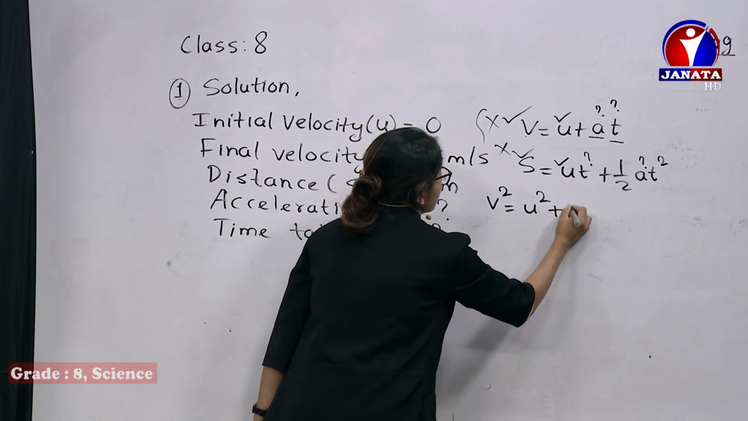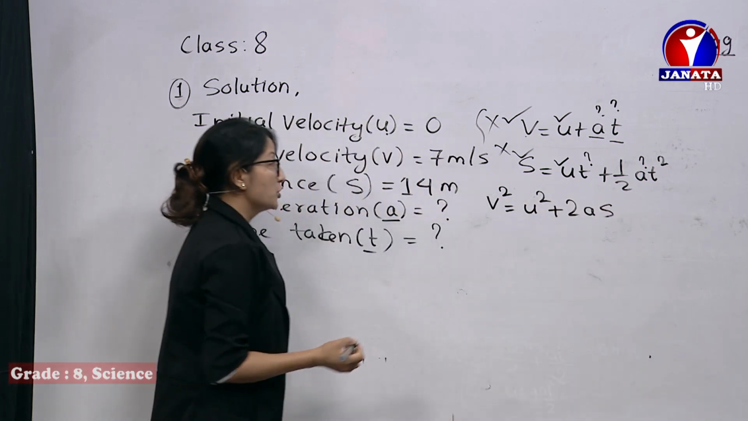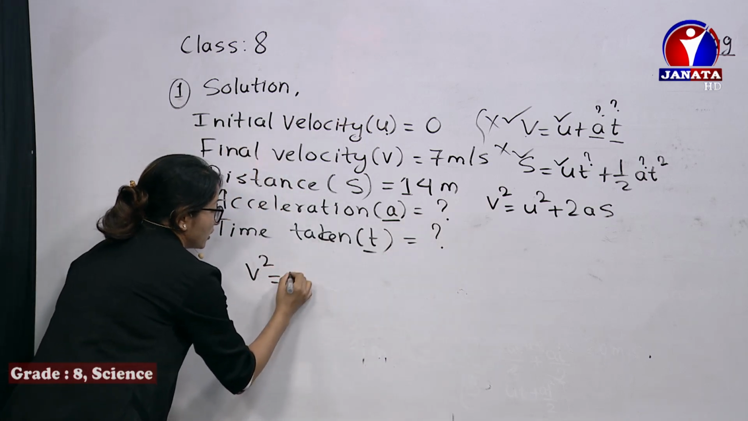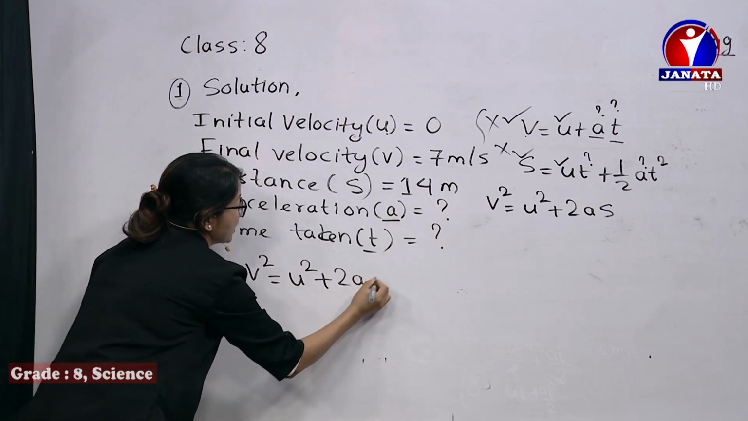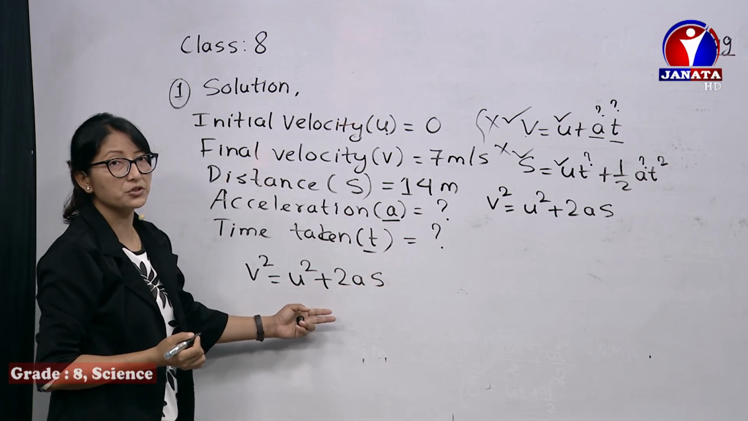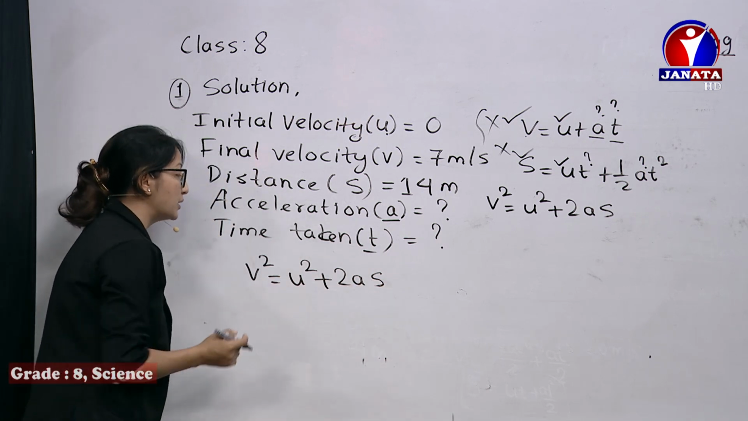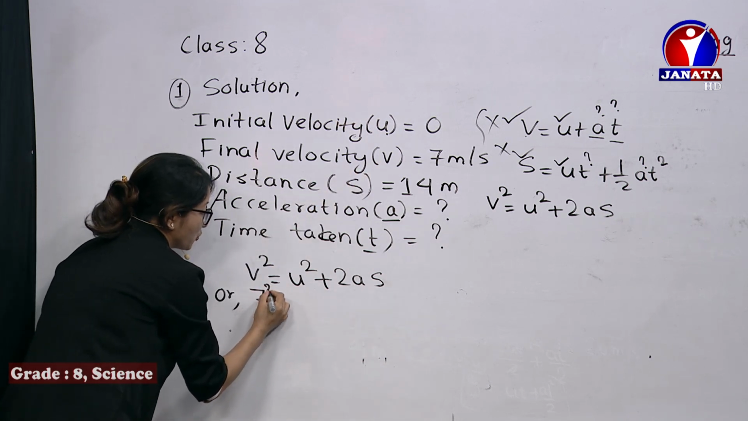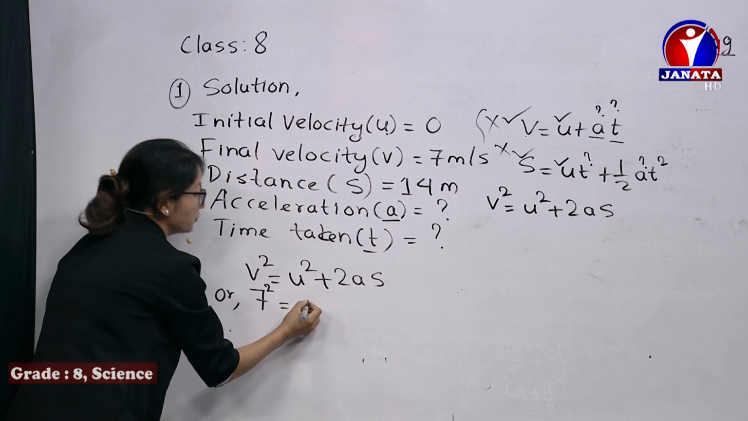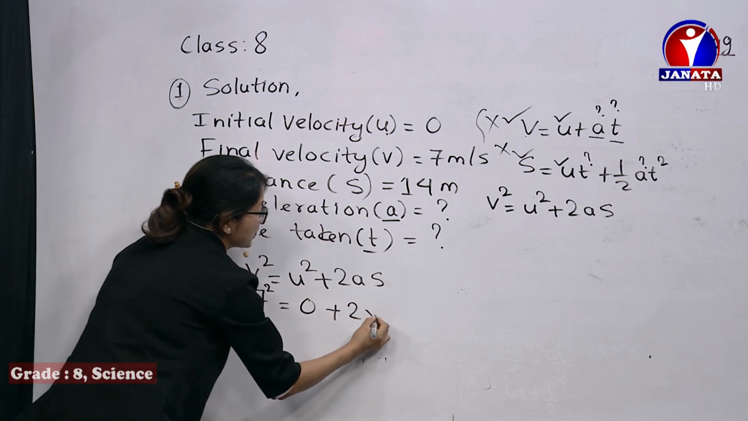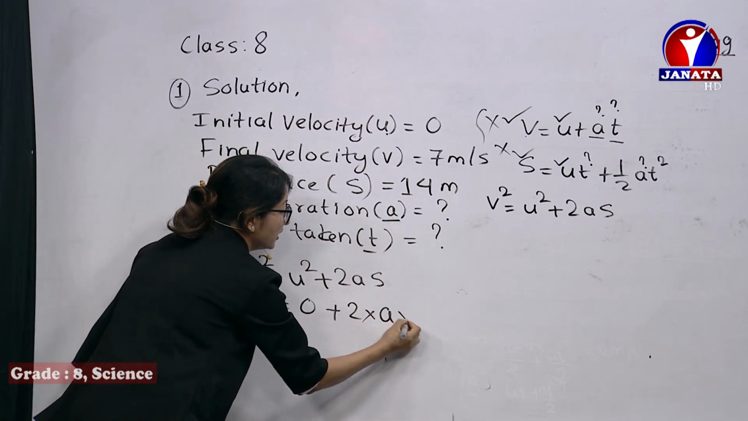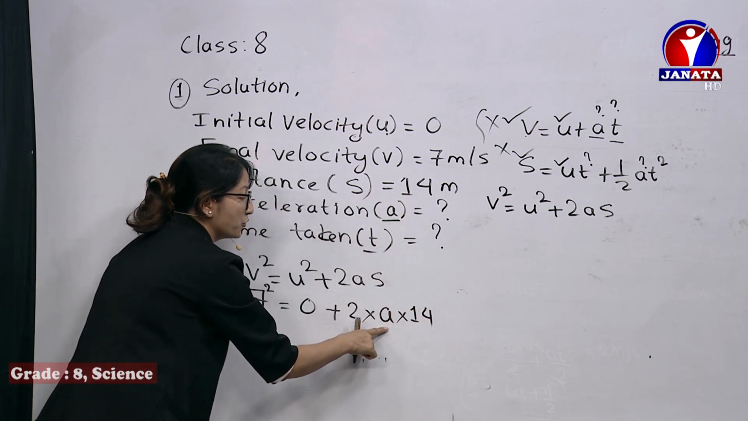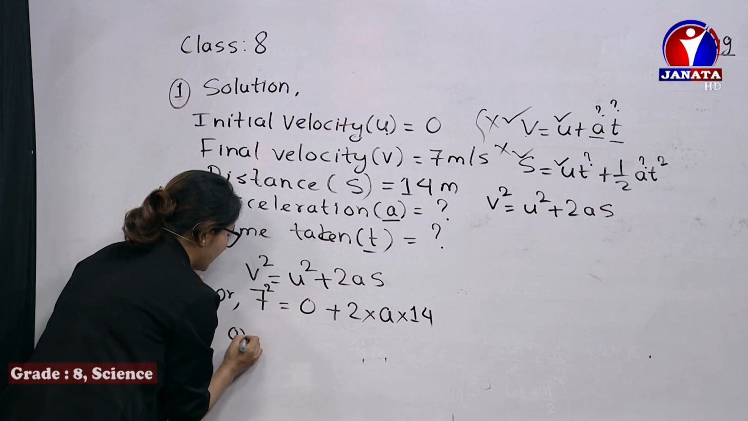V square is equals to U square plus 2AS. Now if we use this one, most probably we will be able to use this one. We will be able to find the value. V's value is 7 square. U's value, it's 0 plus 2 times A into S. S is already known. So we have only one unknown value. We can easily get the value of A from here.